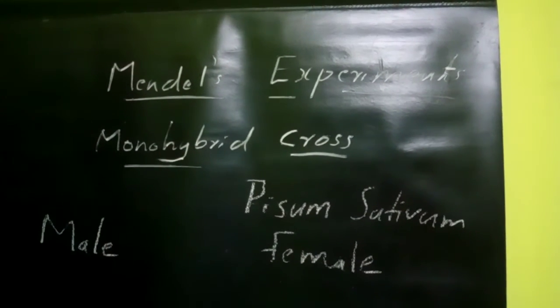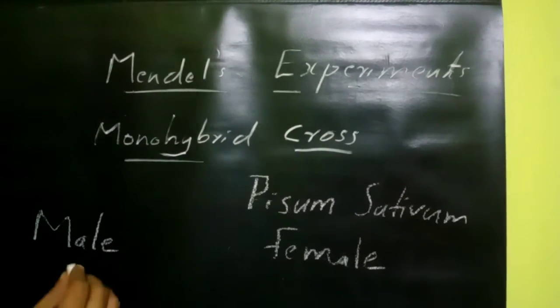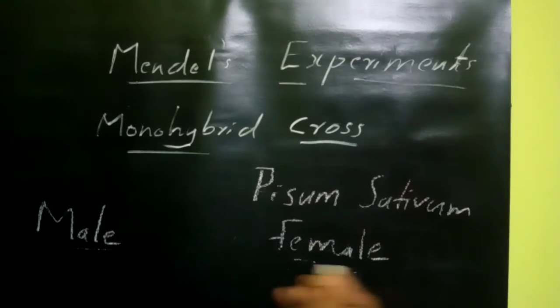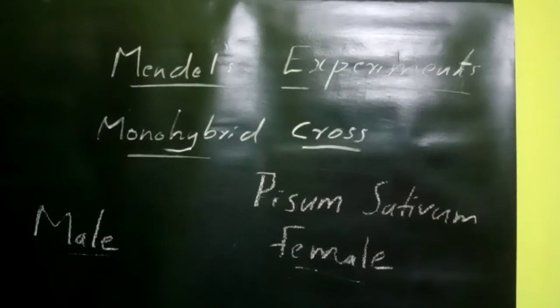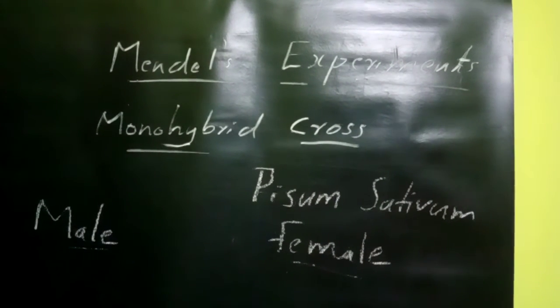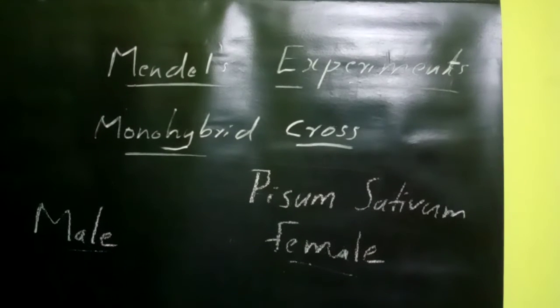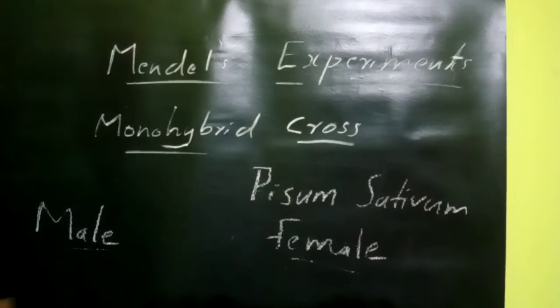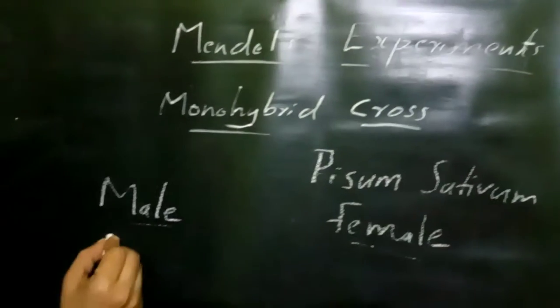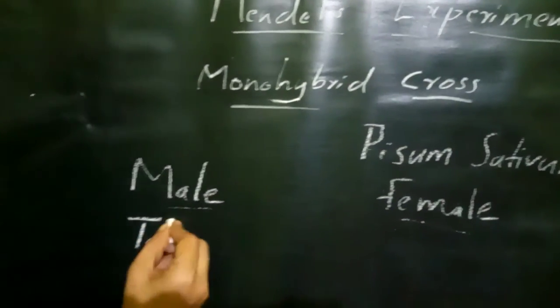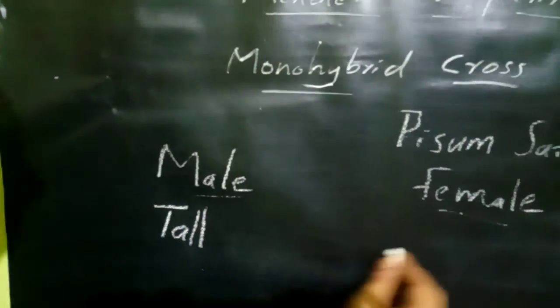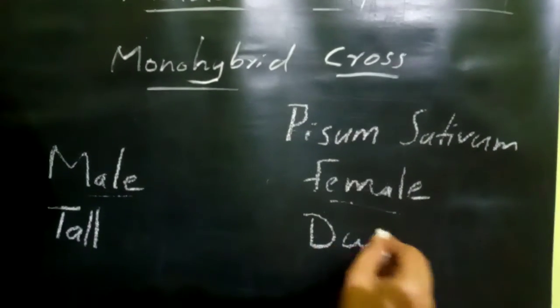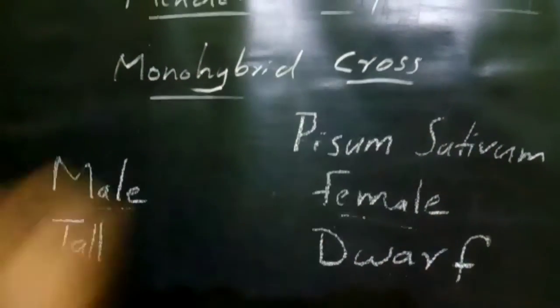So what are the contrasting characters that he took? That is the height of the plant. Height of the plant, that is the contrasting character that he selected for his monohybrid cross. So the male plant is tall, a tall male plant, and a dwarf female plant.